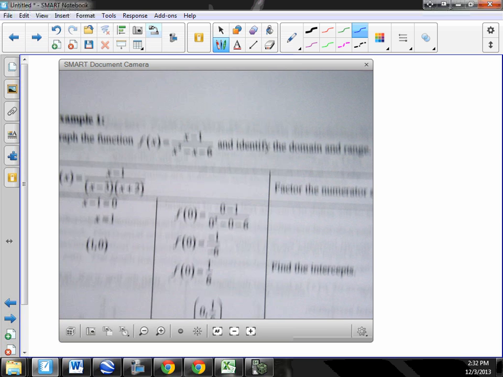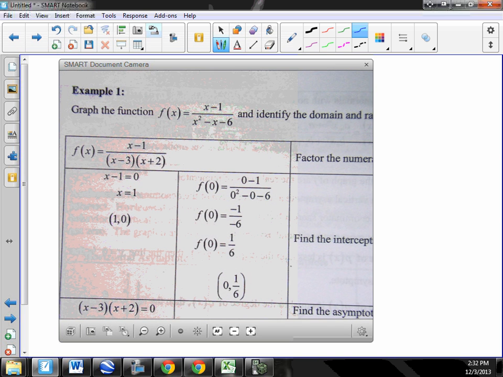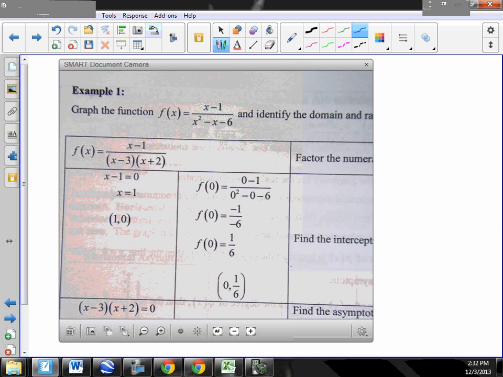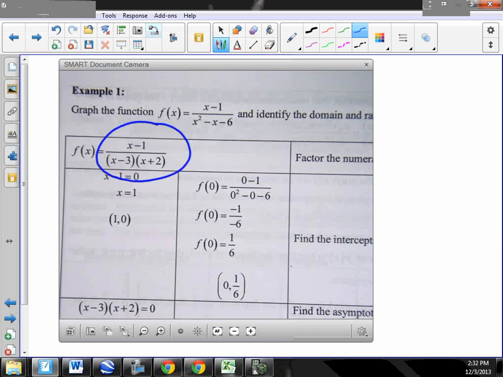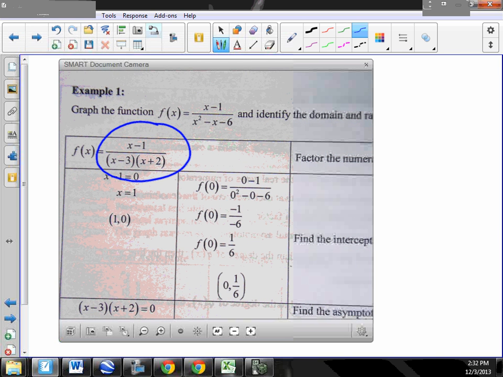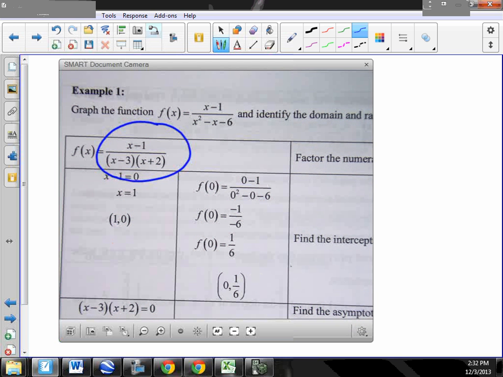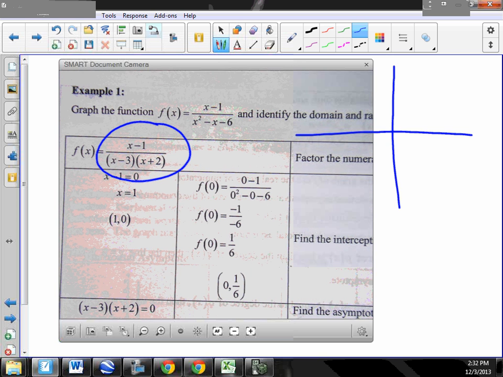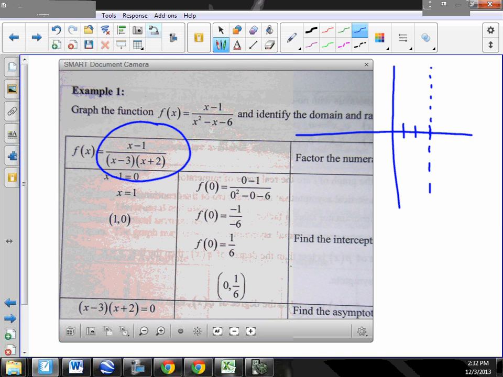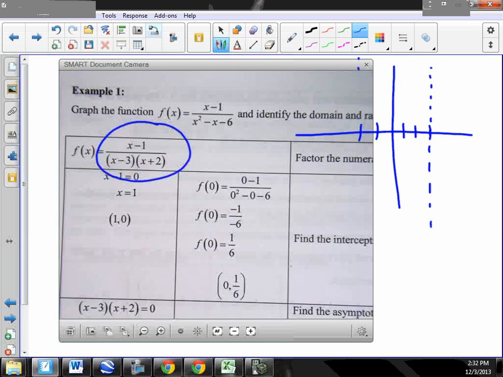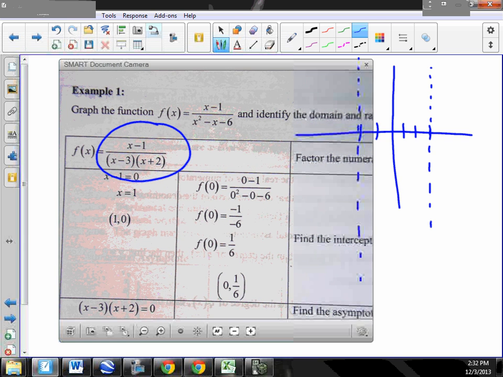So I don't want to bother factoring any of these because you should already have everything factored. All right? So here is the factored version that we're going to look at. This has 2 vertical asymptotes, right? So I draw my graph. It's got a vertical asymptote at 3 and at -2. Does it have a horizontal asymptote?